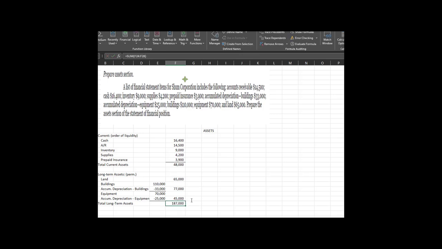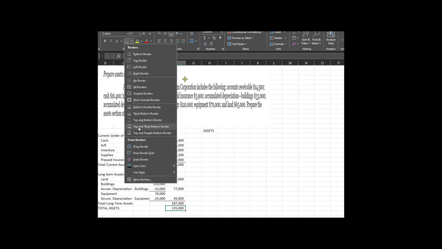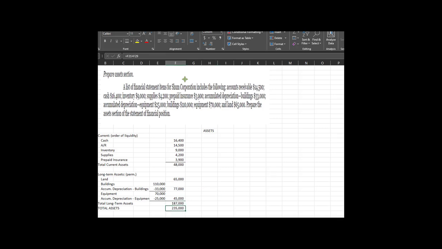Am I done? No, I wanna know what my total assets are. That was the name of the game. Total assets are going to be my total current assets plus my total long-term assets. They're gonna be 235,000. When we're done a section, we put a subtotal and a double underline. So when we're done with the assets, or part of our accounting equation, we put double underlines, whether it's total assets or, that's right, we also do it under our liabilities plus our equity.